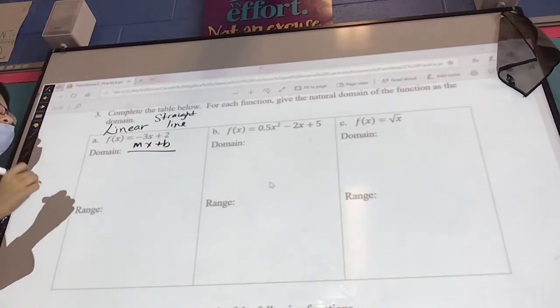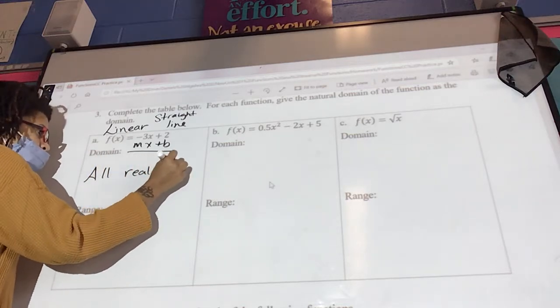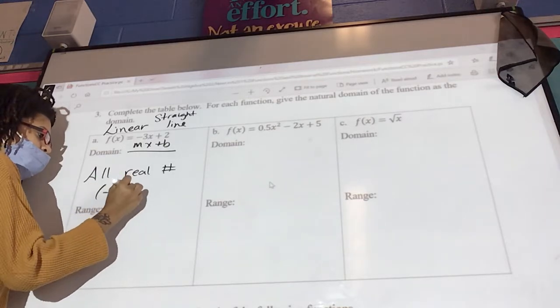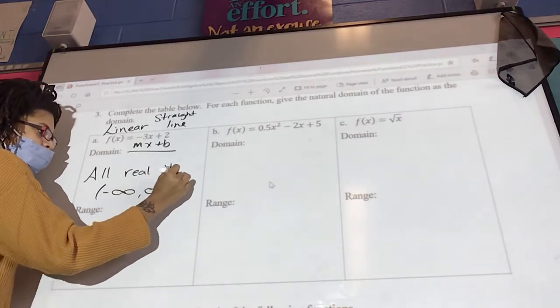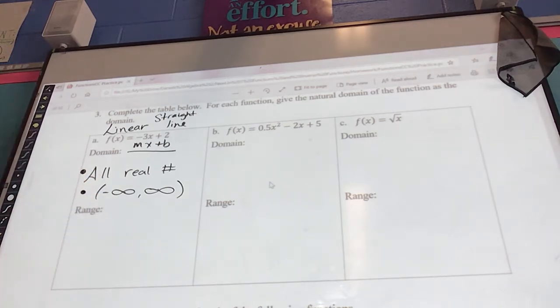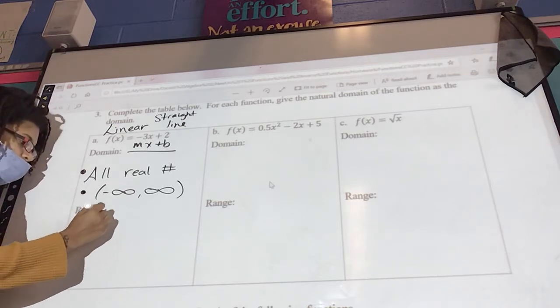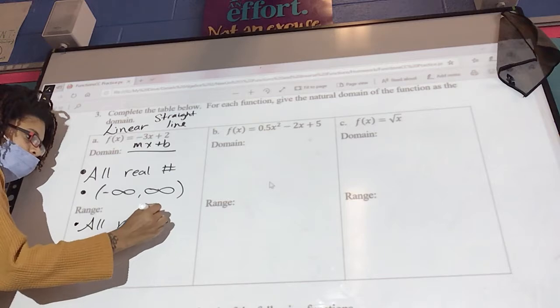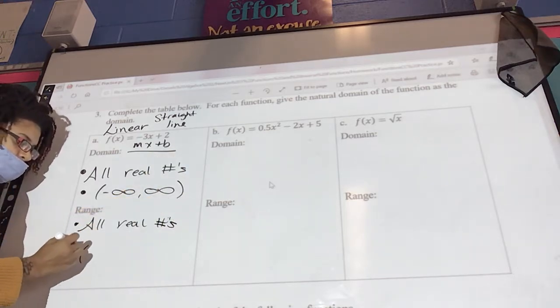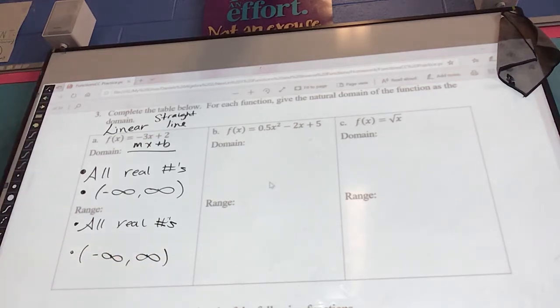The domain is always, always, always going to be all real numbers. Written in set notation as negative infinity to positive infinity. Okay? So it's written either way. You do need to understand both. We'll get more to set notation down the line, okay? The range is also always, always, always going to be all real numbers. And again, set notation is negative infinity to positive infinity. If I don't specify which way to write it, you can write it either way, okay?